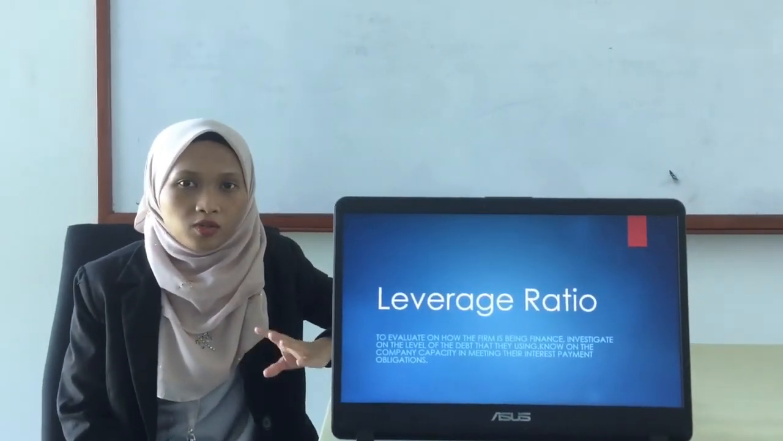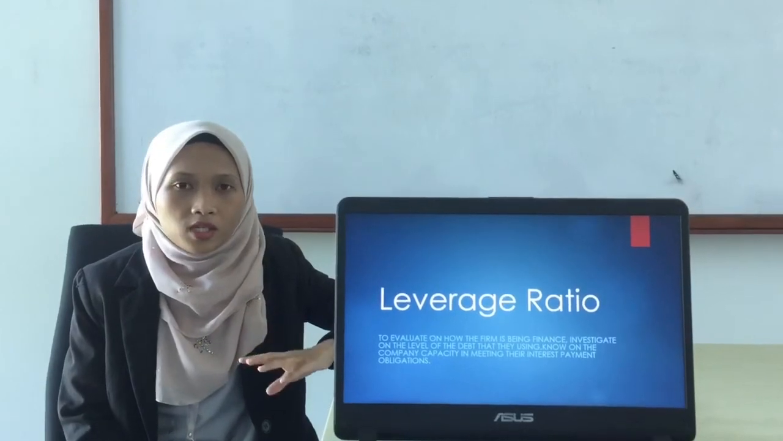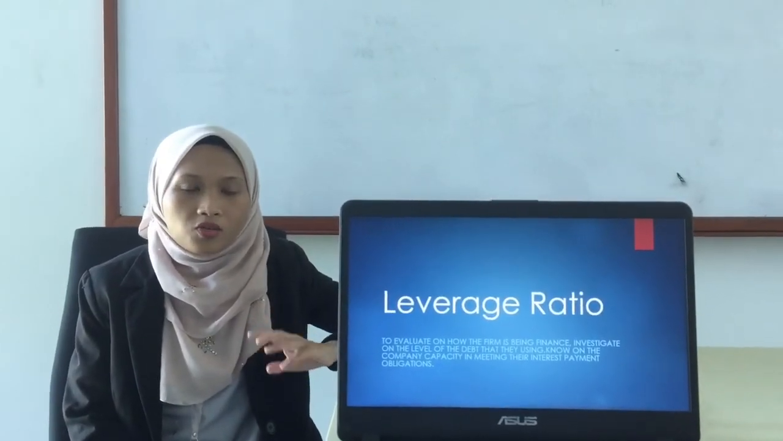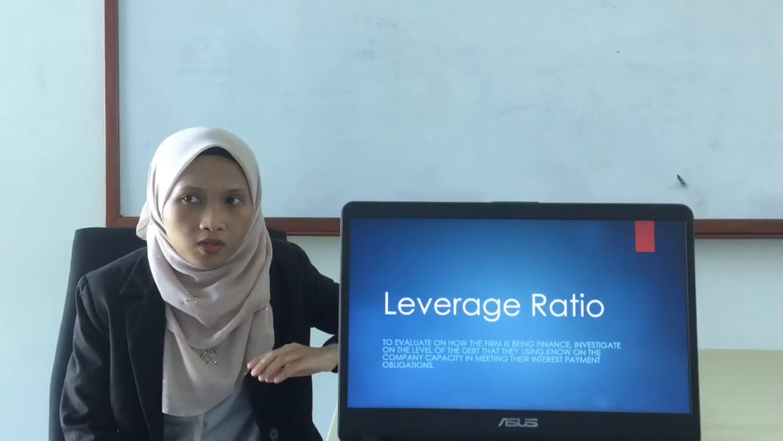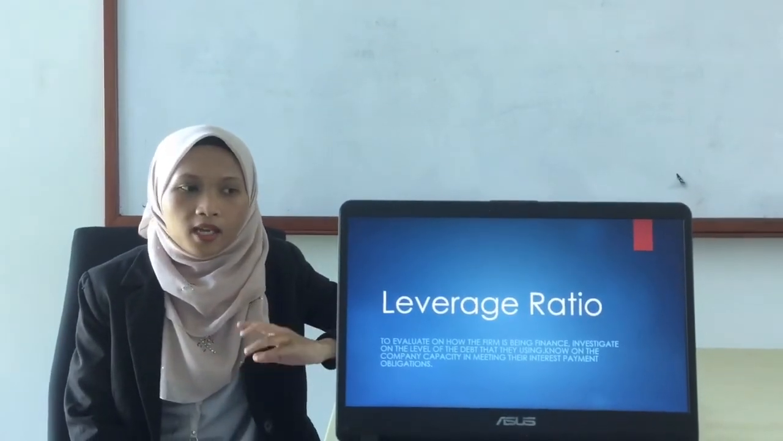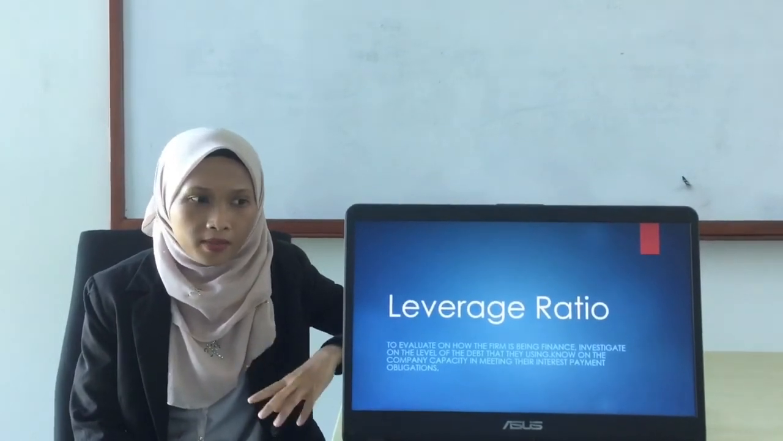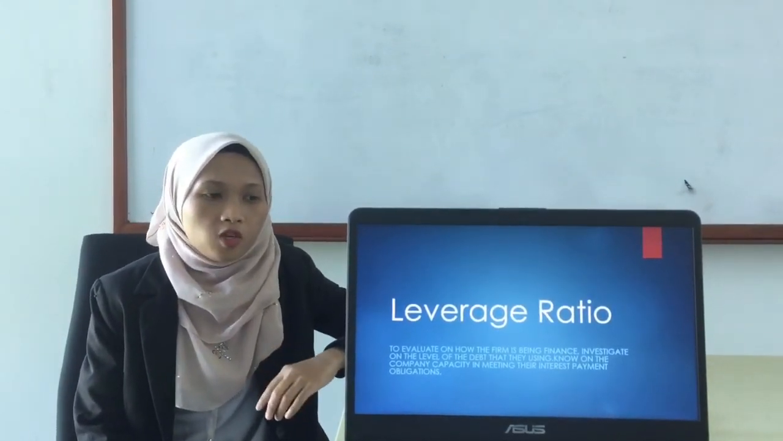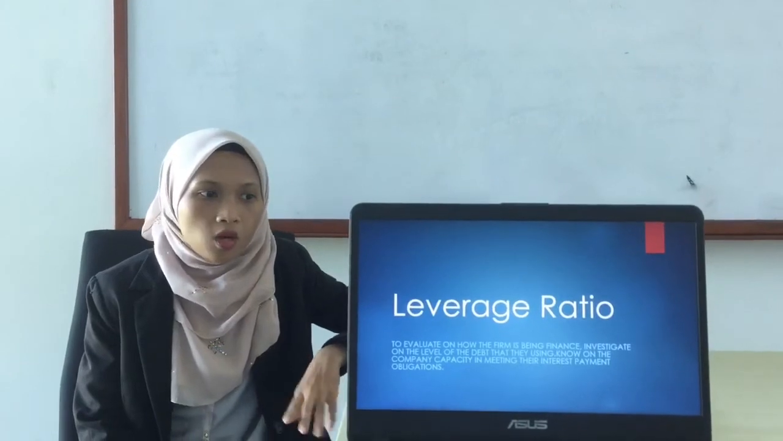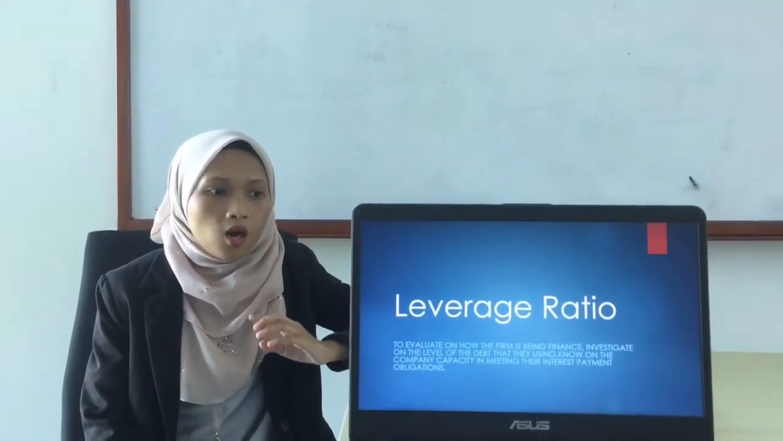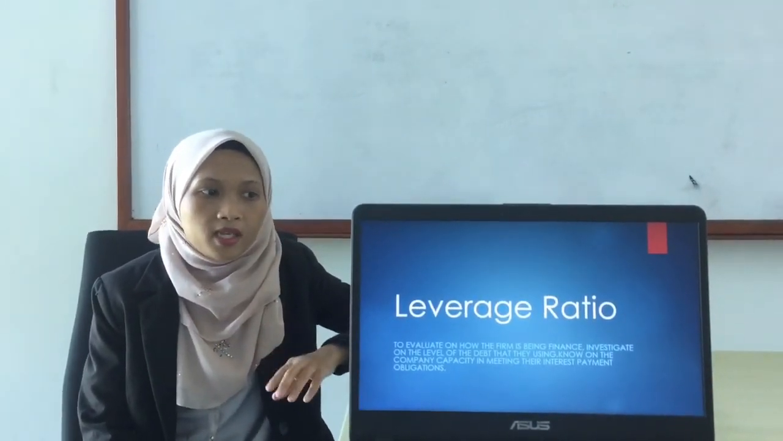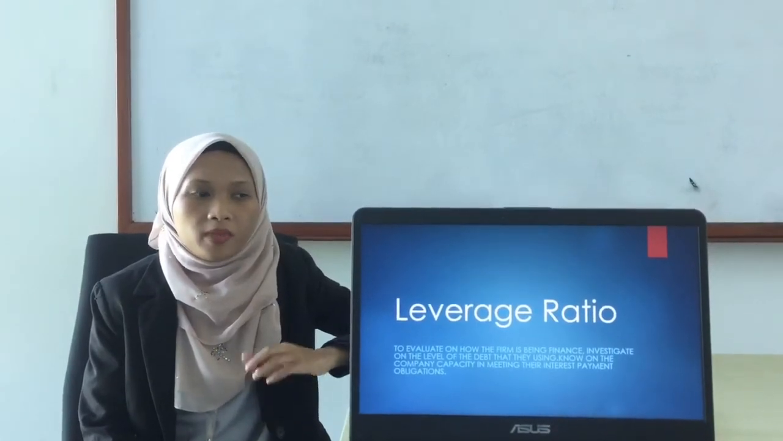The leverage ratio is used to measure the sources of finance used by the company, and to what extent debt is used by the company. By using the leverage ratio, we also want to know the company's capacity to meet its interest payment obligations.